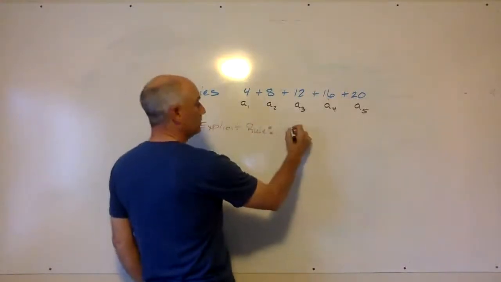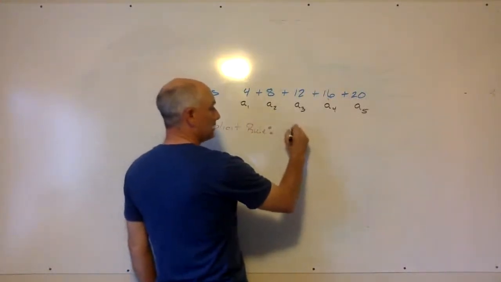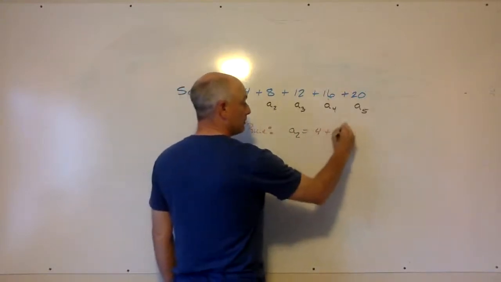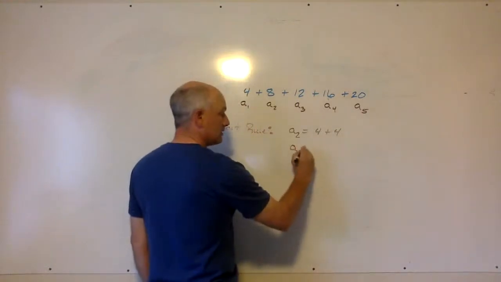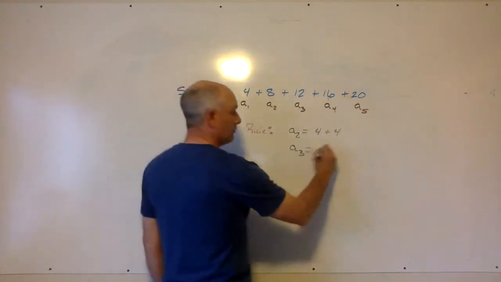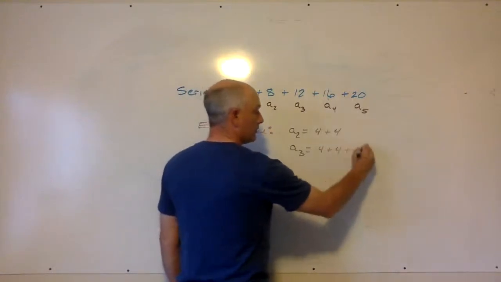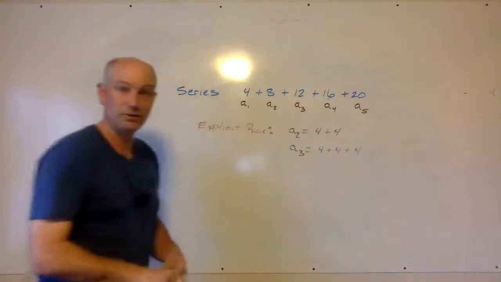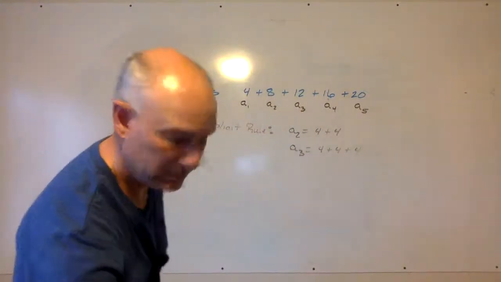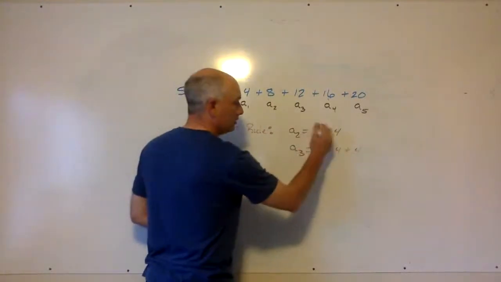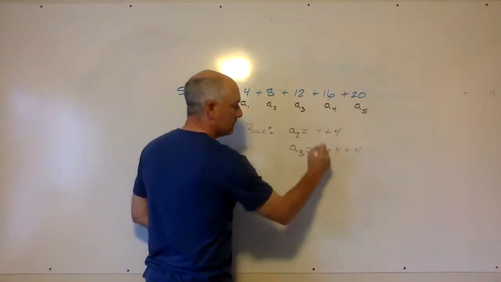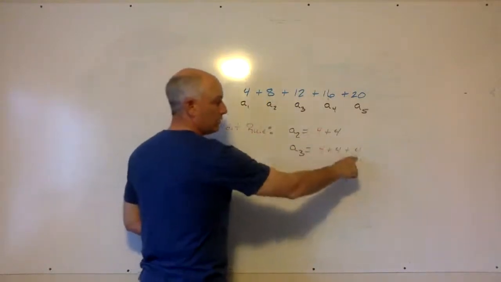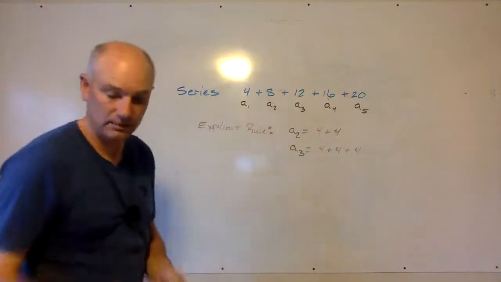The explicit rule, if we started with a sub 2, hopefully you would agree, would be 4 plus 4. A sub 3 would be 4 plus 4 plus 4, because we're starting with 4, adding a second 4. Let me highlight something here. I'm going to highlight this 4 right here, is that this is the beginning value of 4. Term 2, add 4. Term 3, add 4. Okay?